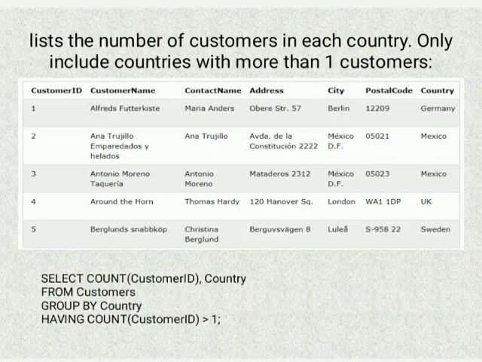Having count customer ID greater than 1. We have to apply the condition in the having clause. If this condition is fulfilled, then only that will be shown in the list, otherwise not. So here in this case, what will be the output? Only Mexico. And what is the count? 2. So 2 Mexico. That will be the output.